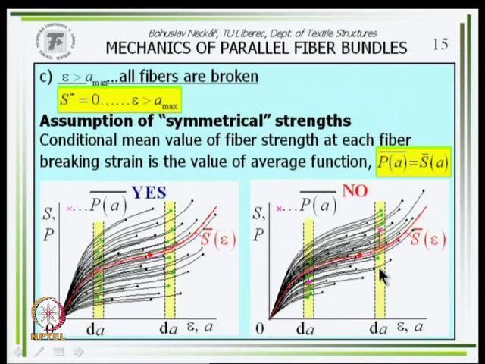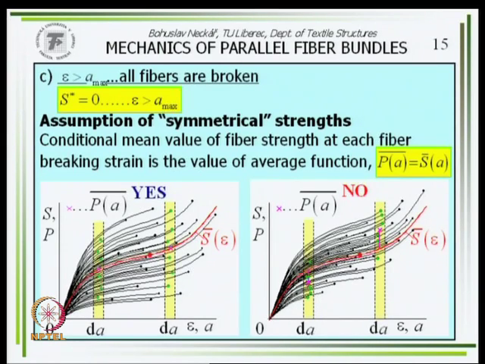The second picture shows that it is not valid here. For example, here, the mean value from these green points is here, but the corresponding value of the average function is here. It's not the same point, yeah? The same here, from the other side. So this assumption can, but needn't be valid. Nevertheless, in practice, based on my experience, often this assumption is roughly valid.